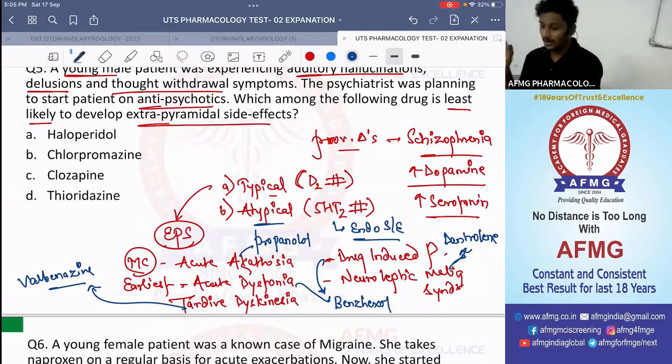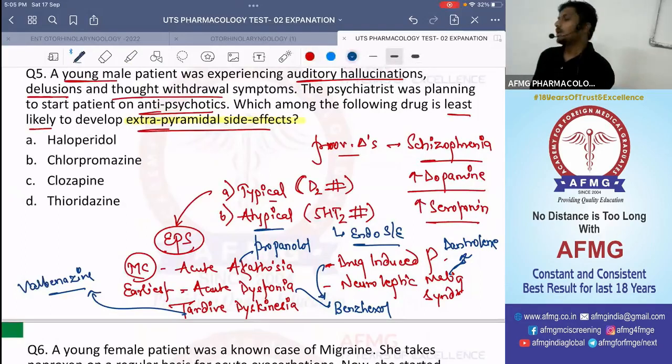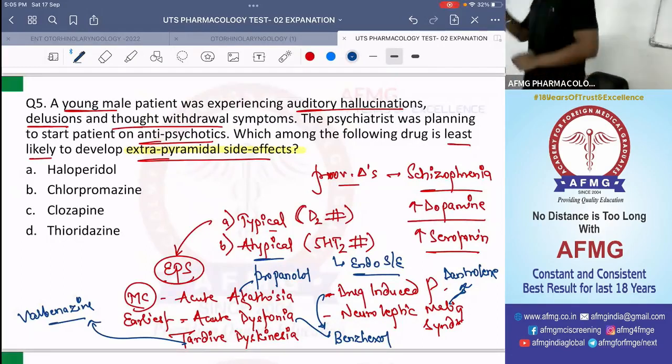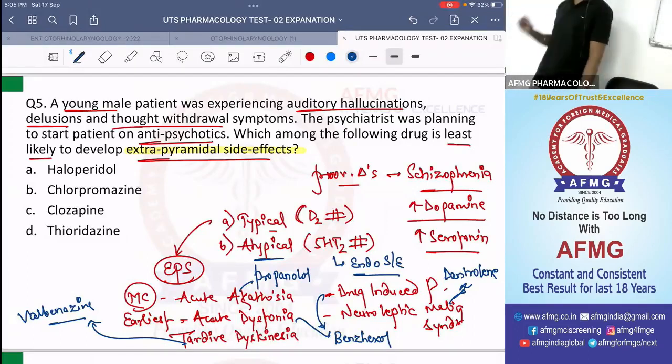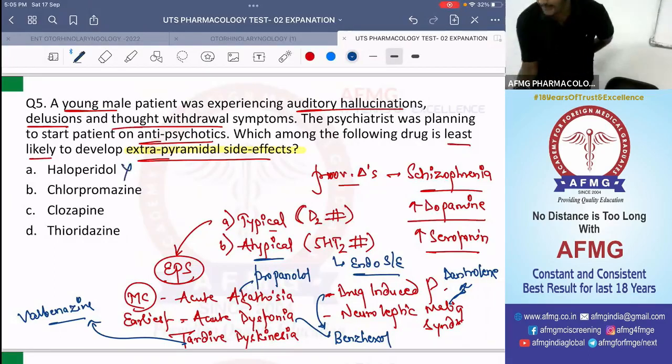No issues with anybody. So here the patient has developed extrapyramidal side effects. Which of the following drugs is least likely now? Remember, the drugs which are strong D2 antagonists will have the highest chance to develop extrapyramidal side effects. Some drugs like haloperidol, the strongest agent, have the highest chance to develop extrapyramidal side effects.